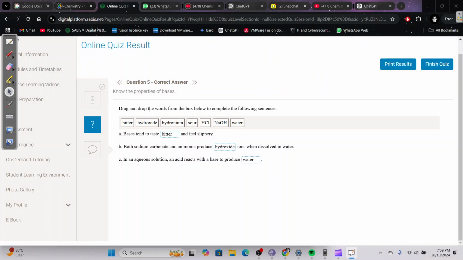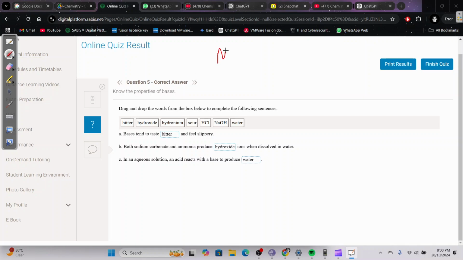Bases tend to taste bitter and feel slippery. Both sodium carbonate and ammonia produce hydroxide ions. Sodium carbonate and ammonia are bases. Keep in mind, for ammonia, I feel like some people just struggle with it. They might think it's an acid because it only has H, it doesn't have OH. NH3 and NH4, they are bases. Just keep that in mind. Even though they don't have hydroxide in their actual chemical formula, it's fine. They only have hydrogen. It's fine. They are bases.